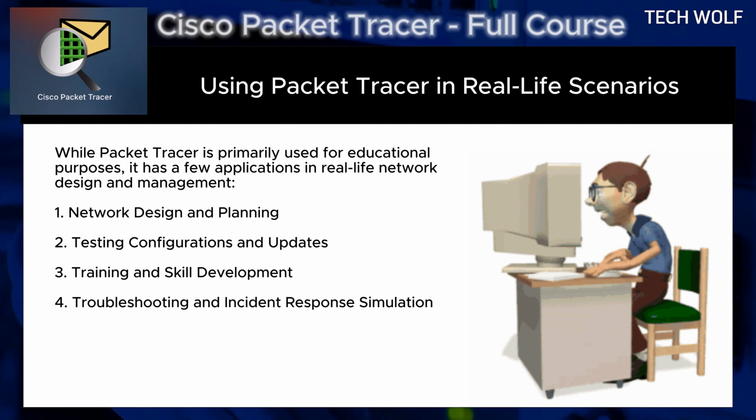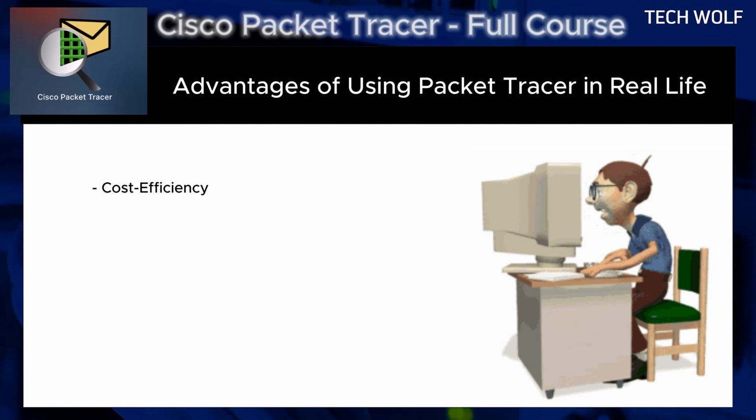For example, an engineer may simulate a network outage by disconnecting certain routers in the Packet Tracer model. They then use troubleshooting commands like ping or traceroute, and show ip route to diagnose and solve the problem, training them for similar real-world incidents. And here are the advantages of using Packet Tracer in real life.